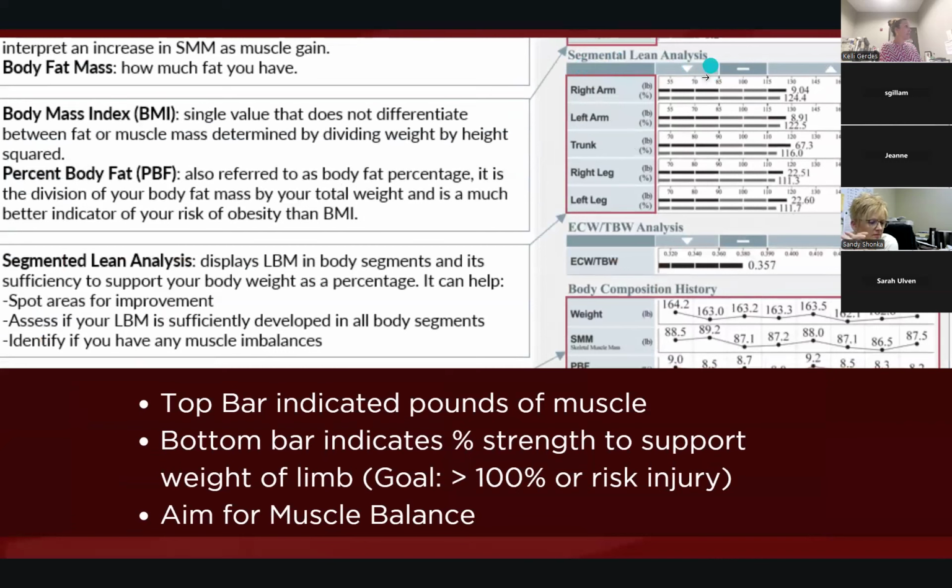All right, then it breaks it down into where all that muscle is stored in the body. So this is your lean segmental analysis. The top bar going across is pounds. So you can see the arms have about 9 pounds of muscle apiece. And then the bottom bar is going to be your percentile. So this person is about the 120th percentile for both their upper body arm strength. Ideally, all of your strength should be above 100%. That means you're strong enough to support the weight of that limb.